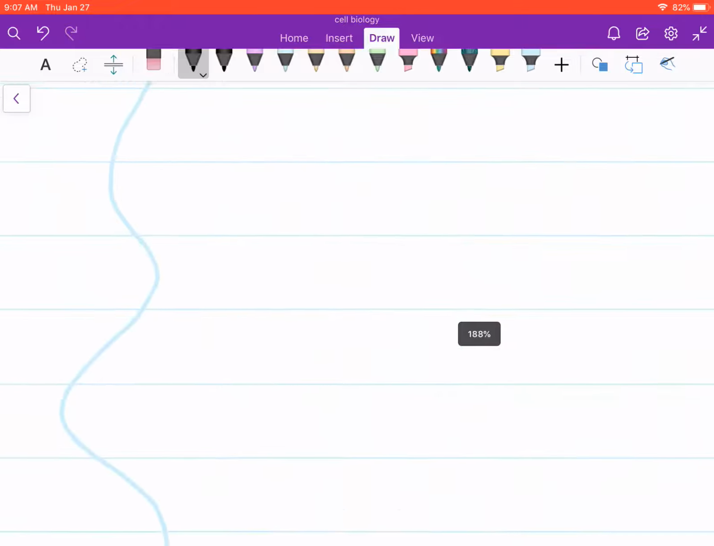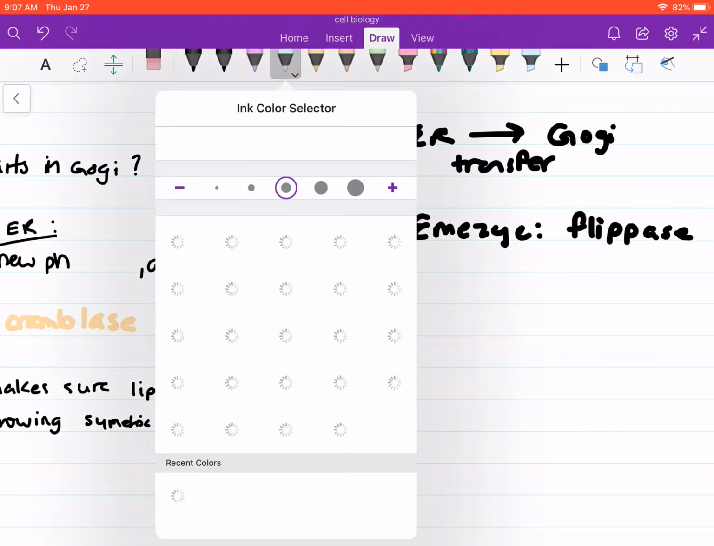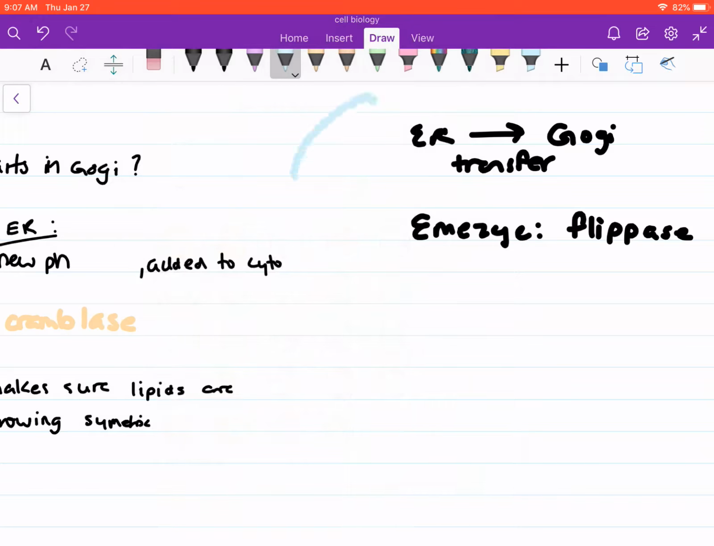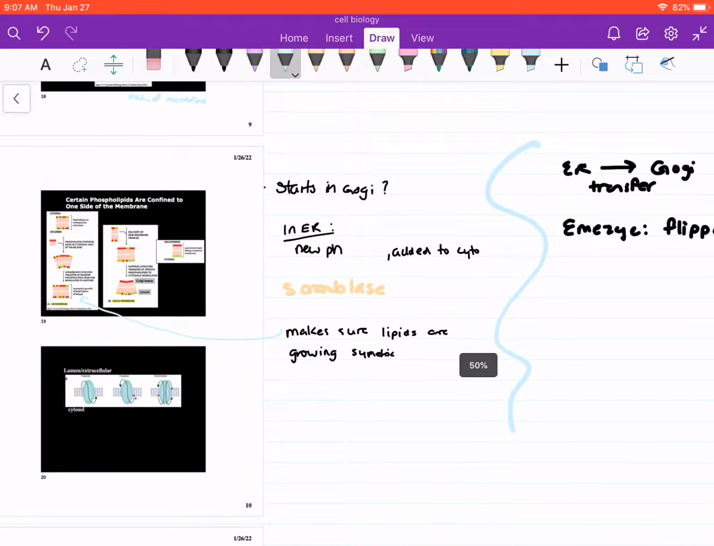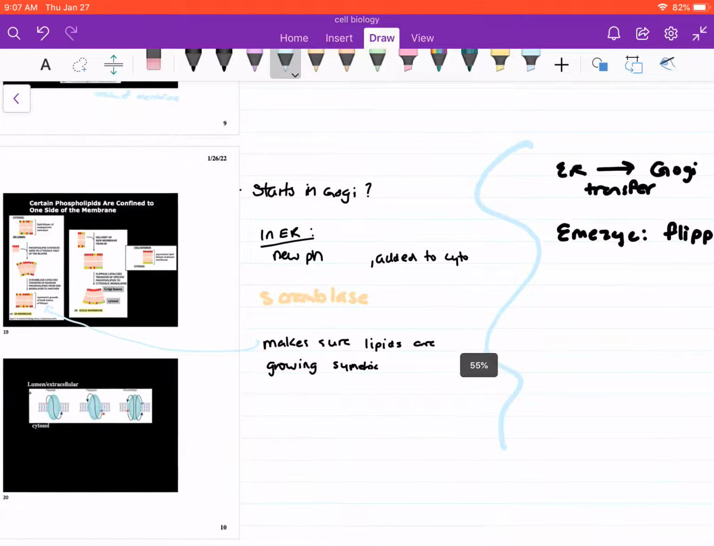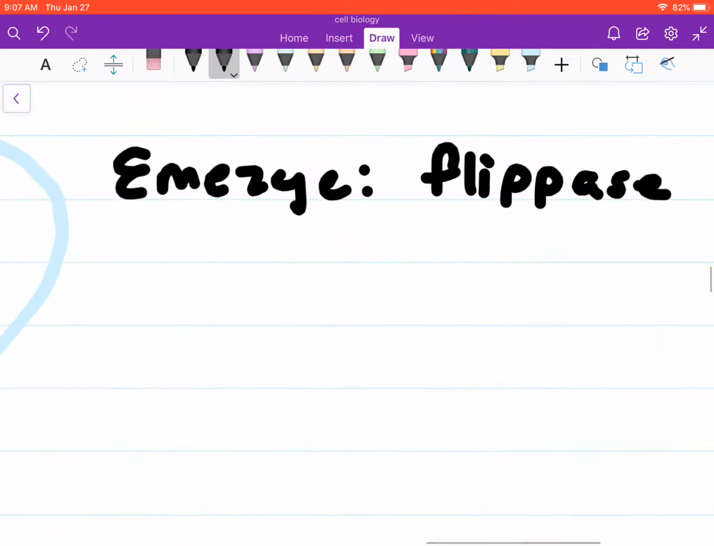About the difference between the scramblers and the flippers. So the way I like to remember it, scramblers scramble everything randomly. Scramblers is scrambling everything up randomly, right? Flippers is the one that's moving things where they're supposed to be.